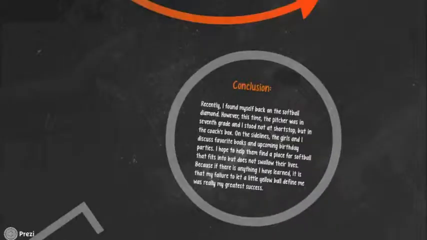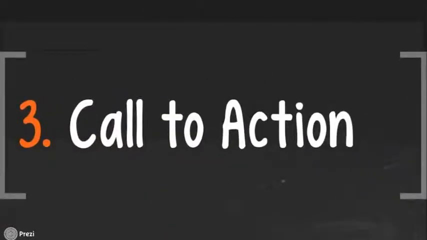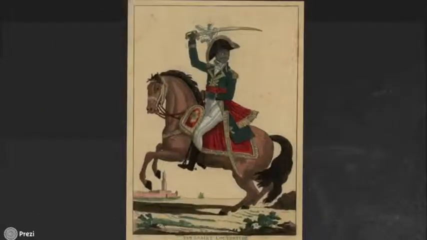The final conclusion model that I'm going to talk about is a call to action. This is popular with argumentative essays and is seen throughout many different speeches and sermons and other orations of sorts. I'm going to share a conclusion from one of Toussaint Louverture's speeches. This was from 1801, and it's a proclamation to his soldiers. There he is on his horse.